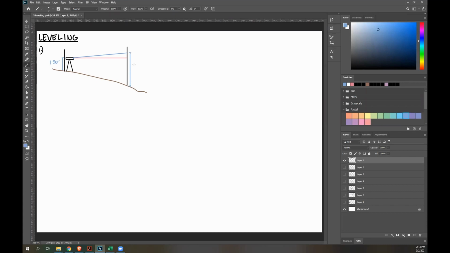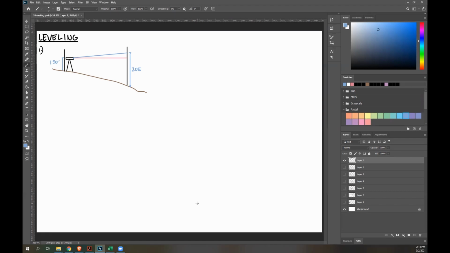And as you can see, this length is shorter than this length, so this should be the shorter reading. And as you can see, it's at the higher elevation. So that's how you figure out which is at higher elevation. It's usually the one with the smaller reading, because it's higher up, so less of the rod will be measured. Okay, so now let's create an equation out of this.